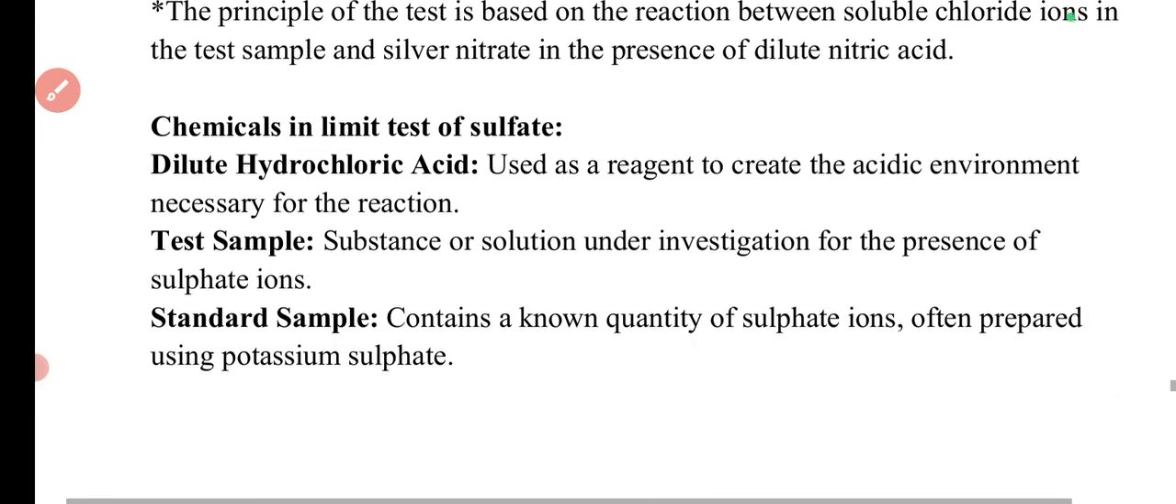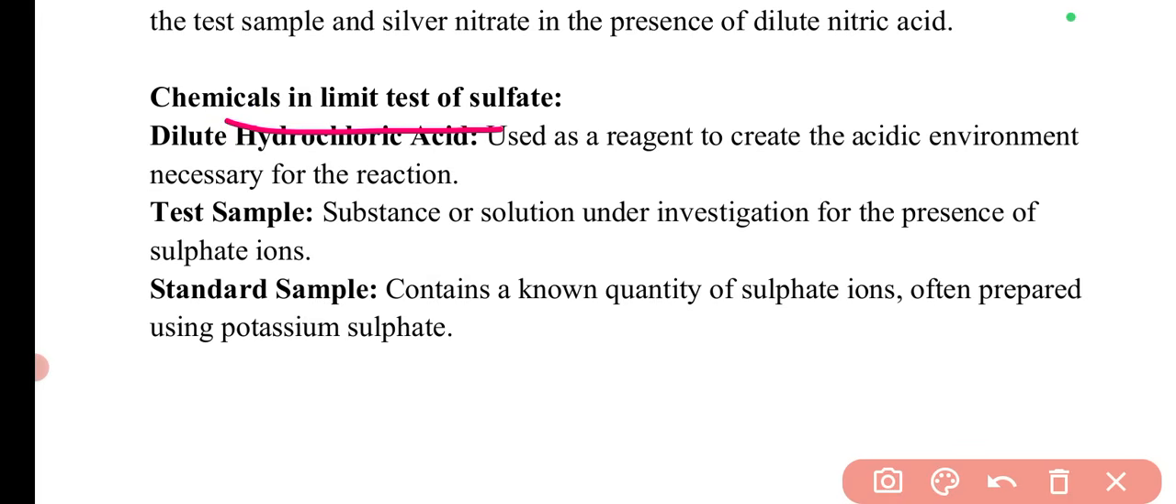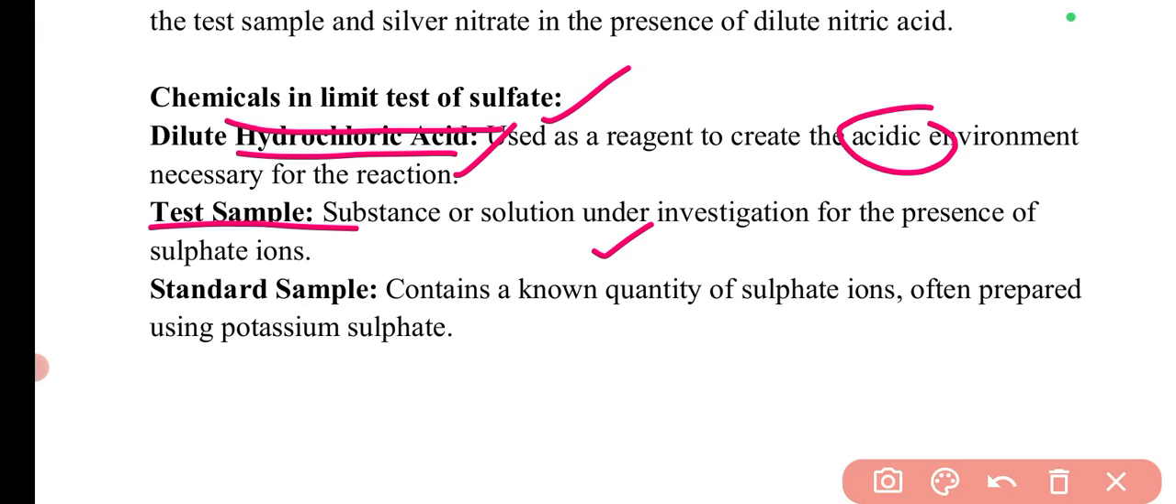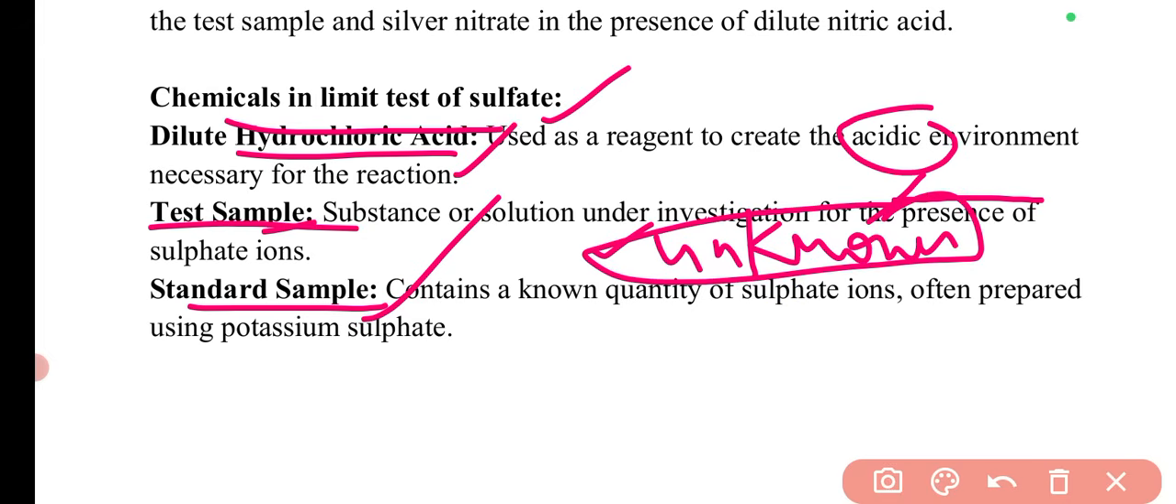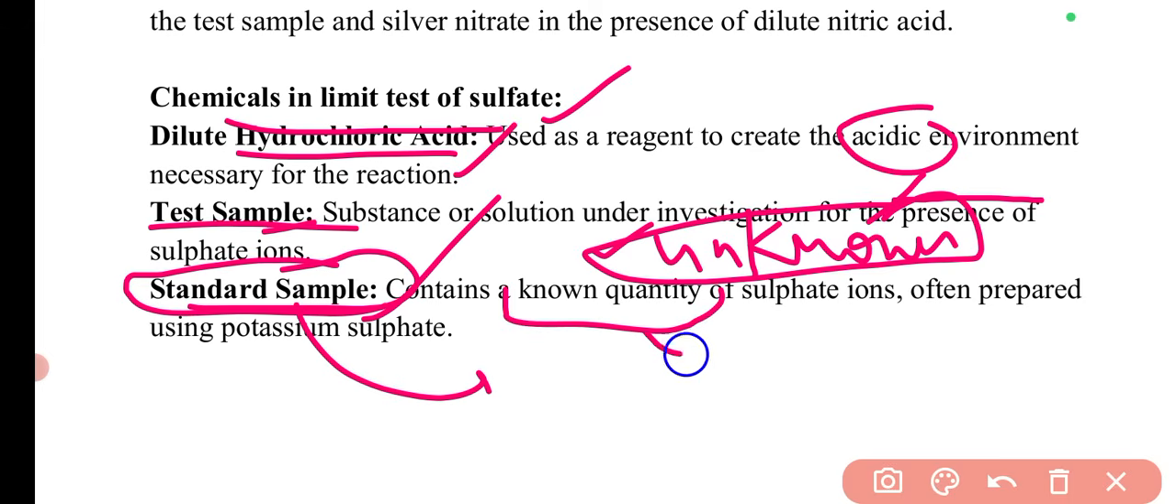Next we can move to the other limit test, that is the chemicals in the limit test of sulfate. Again, dilute hydrochloric acid is used to make the environment acidic. Then there will be a test sample and a standard sample. The test sample is the sample under investigation, meaning of unknown quantity. This unknown quantity we need to check, and the standard sample will be the sample having the known quantity of that particular compound. So these are the differences between test and standard sample.